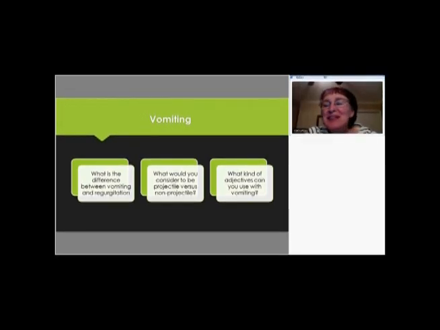So what would you consider to be projectile vomiting? That's not your usual vomiting, is it? No. Projectile. It shoots across the room, right? That's oftentimes seen with children with pyloric stenosis. They have projectile vomiting. It's not the normal vomiting. It actually has quite a distance to go.